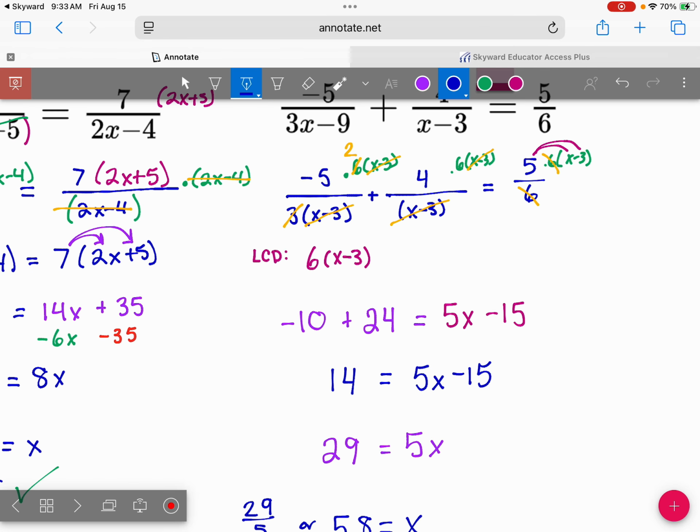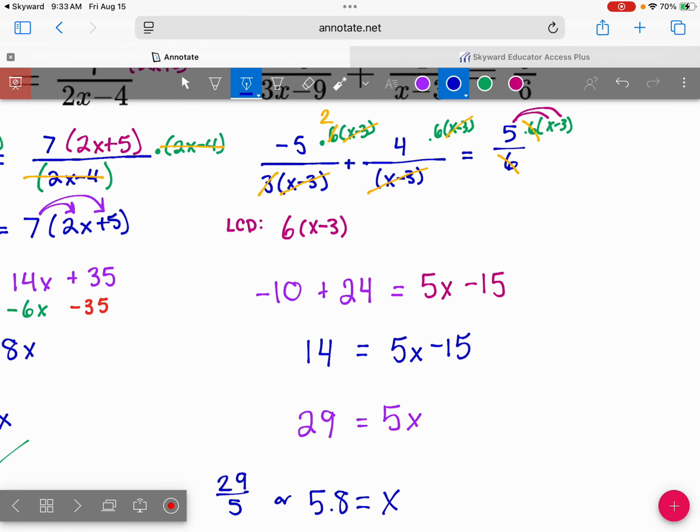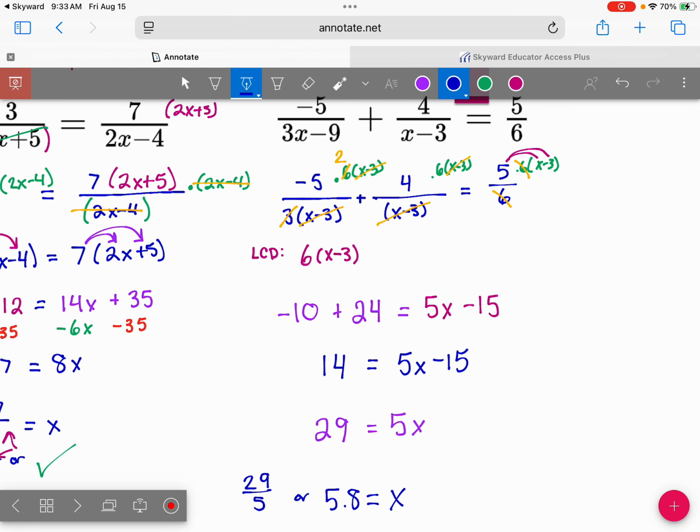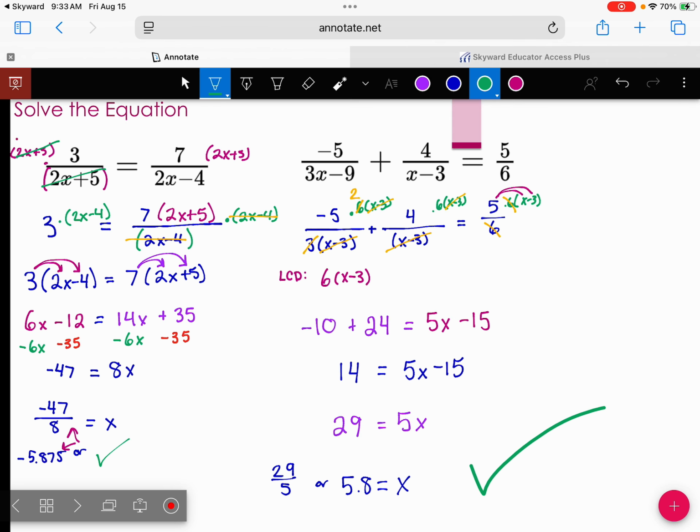Since we did start with x's in our denominator, we've got to check. If I put 5.8 in place of this x, is my denominator going to be 0? No. If I put 5.8 in place of this x, is my denominator going to be 0? No. There's not even an x in that denominator, so we're good to go. But whenever there's an x in the denominator, it is important that we check. Okay?